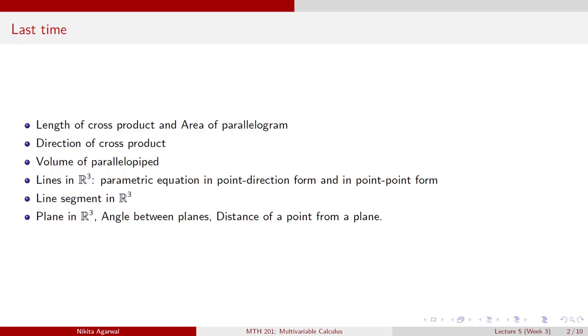In the last lecture we discussed the length of the cross product and its relationship with the area of a parallelogram, the direction of the cross product, and the volume of a parallelepiped, which comes out to be the triple product of certain vectors. We looked at lines in R3 and two forms of equations, one in point direction form and the other in two point form. We also looked at the equation of a line segment in R3, planes in R3, the angle between planes, and the distance of a point from a plane.